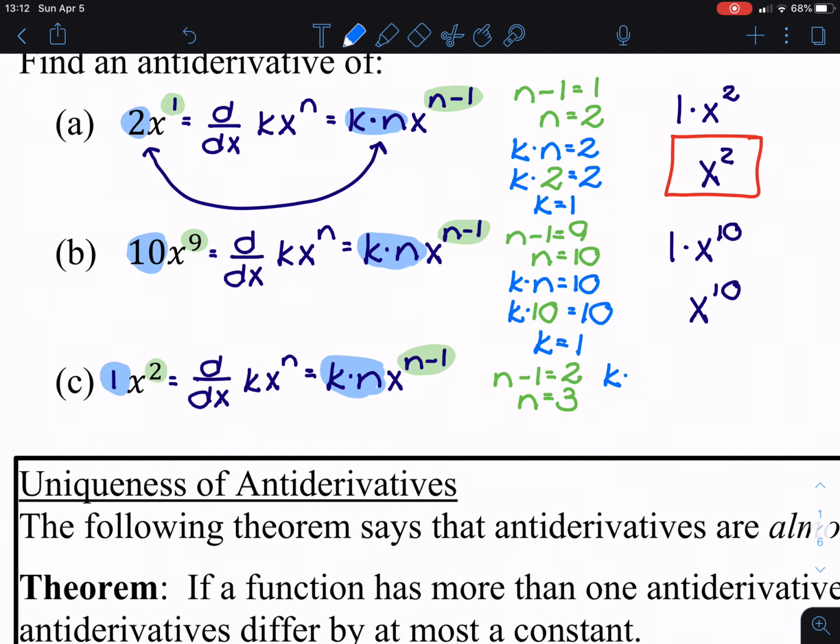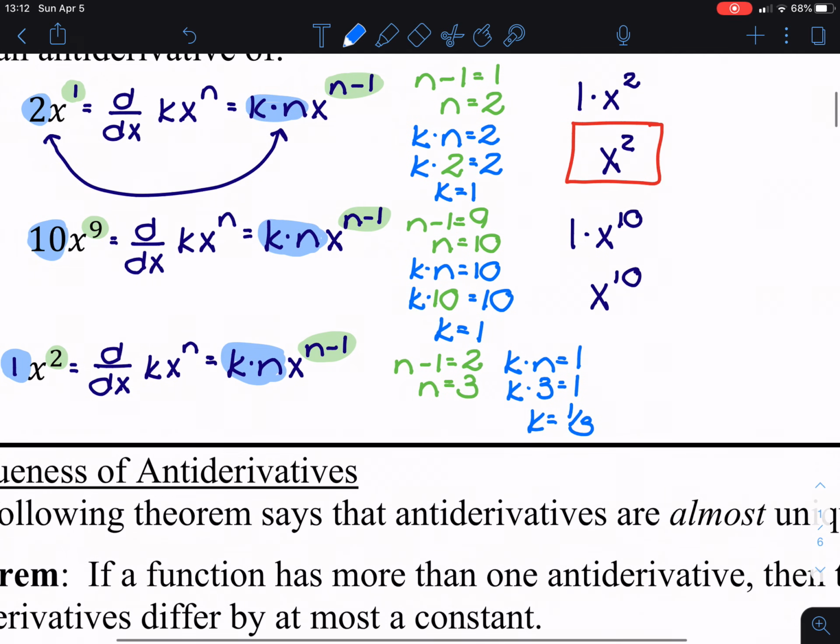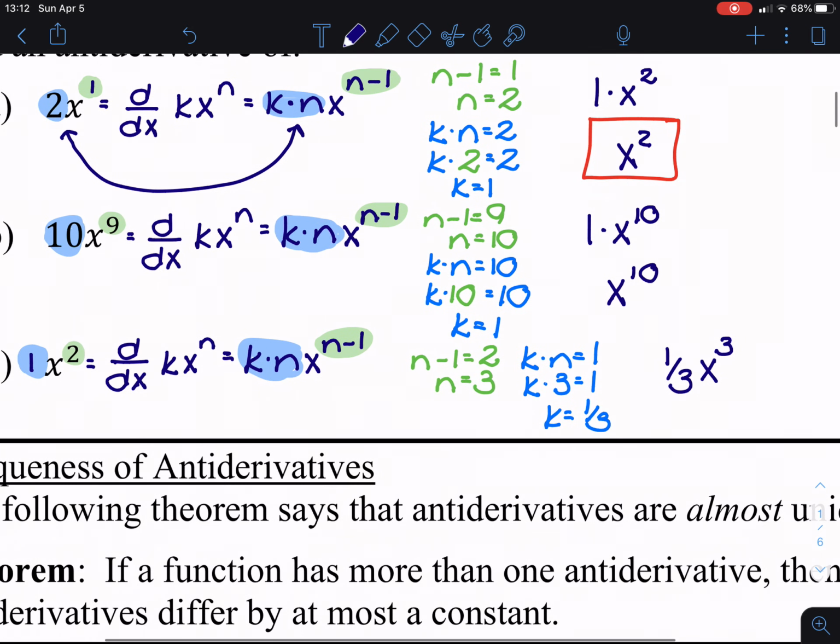And then k times n is equal to 1. But n is 3, so k times 3 is equal to 1. That tells me that k is equal to 1/3. So in this case, my antiderivative is 1/3 times x to the 3rd power. And sure enough, if I were to take the derivative of that, 1/3 times 3 gives me 1 times x squared.